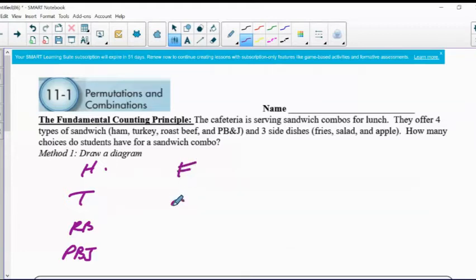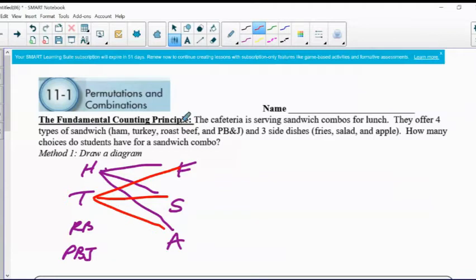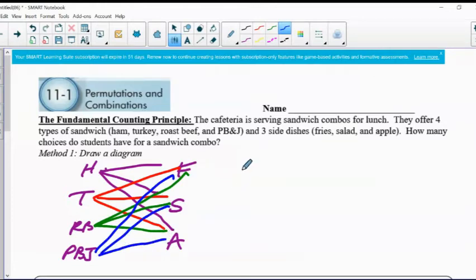So you have your choices for sandwich meat. You can have ham, turkey, roast beef, and PB and J. And then with each of these, you have a side. You could have fries, a salad, or an apple. And you can see that each of these sandwich types goes to each of those sides, 3 times. You can go all the way through and do all of these. You could probably fast forward if you wanted to.